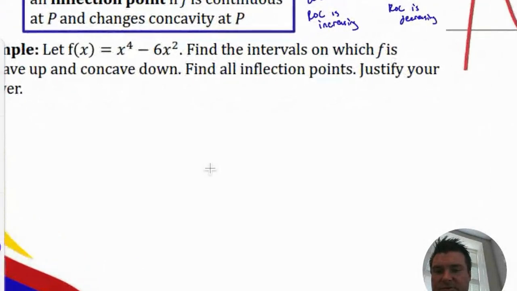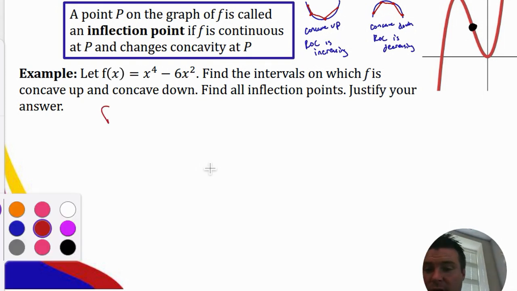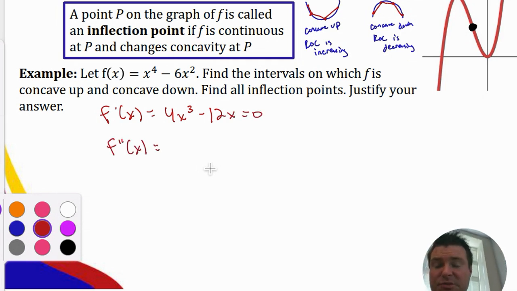Right into our first problem here, we have f of x equal to this polynomial. Find the intervals in which f is concave up, concave down, and we're also going to find the inflection point. So the first thing we're going to do is find the first derivative, and this is just simple power rule. I don't care about the first derivative, though I'm going to use it to springboard me to find my second derivative, which is going to give me 12x squared minus 12.